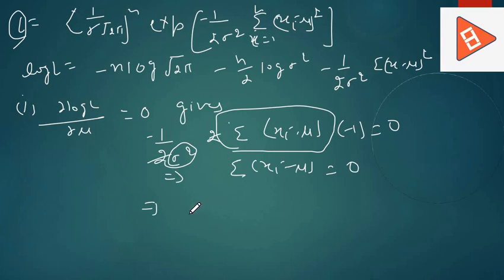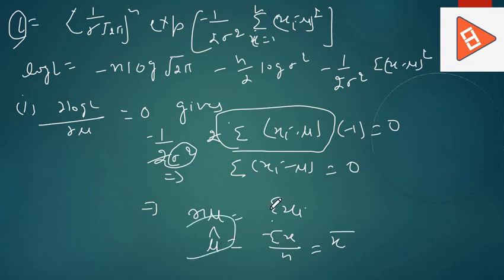which implies n mu is equal to summation xi, and mu cap is equal to summation xi divided by n, which is equal to x bar. So we can say that x bar is the maximum likelihood estimate for the population mean.